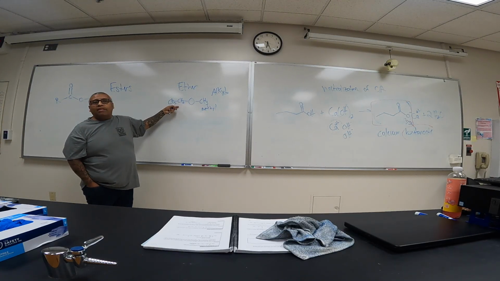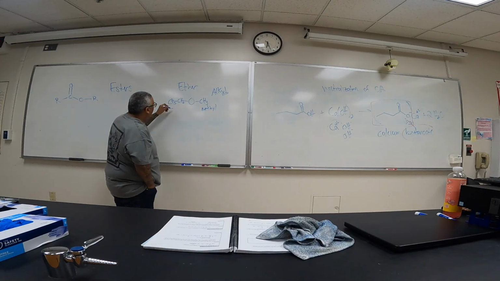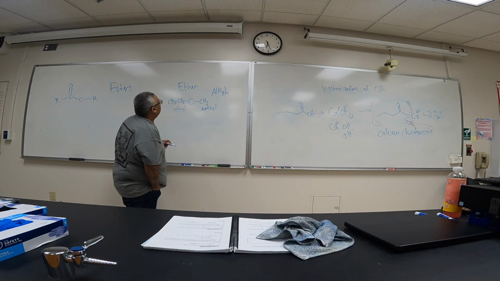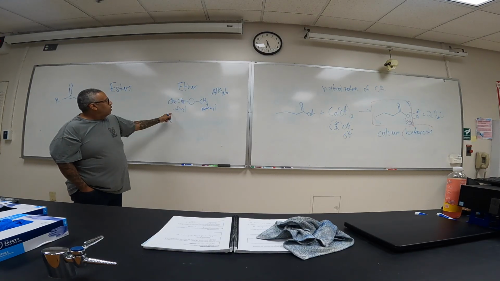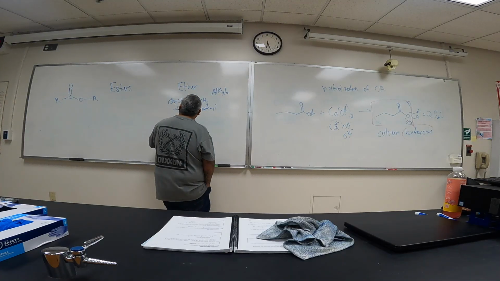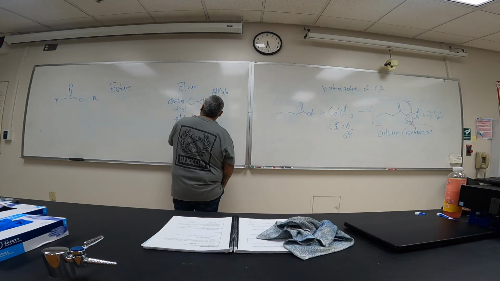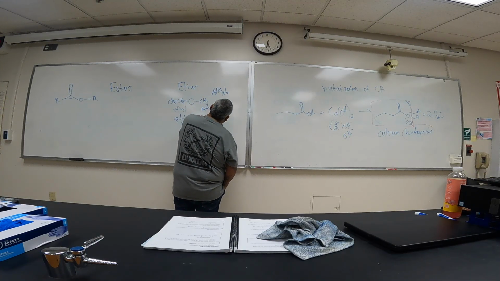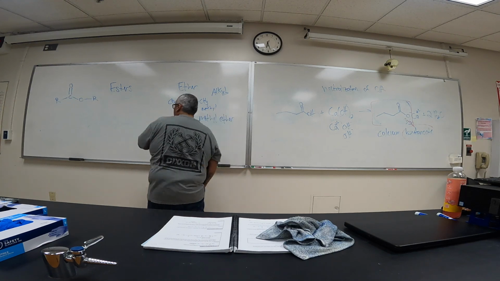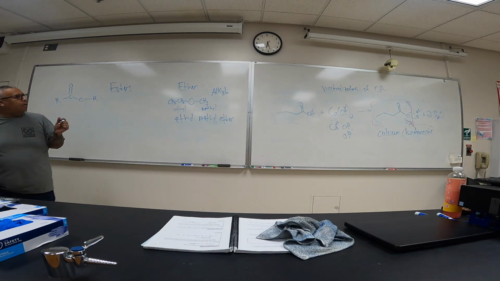2 carbons is not ethane. We would call this ethyl. So this is ethyl, and then we would name it ether. Here we're going to put this in alphabetical order, and we would call this ethyl methyl ether. Ethyl methyl ether. So let's just keep that in mind, right?